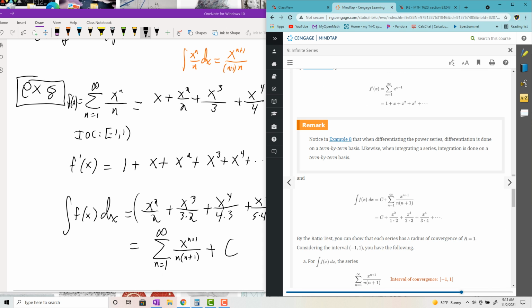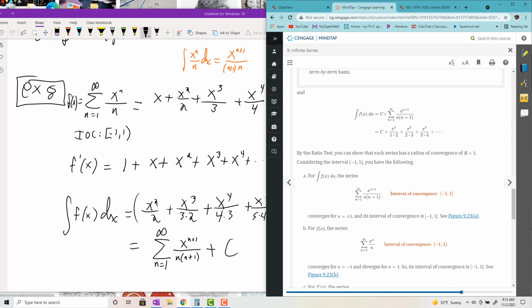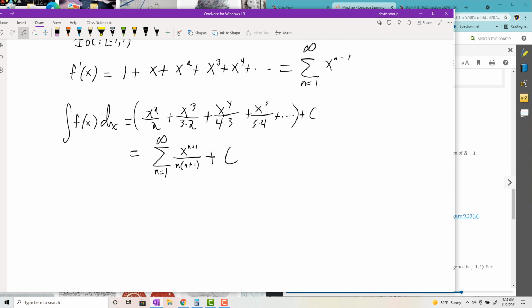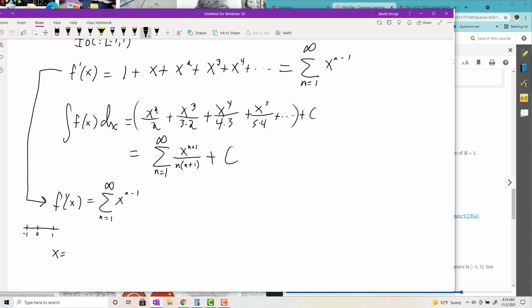Okay, so we kind of got our formulas for these. You can go ahead then and start working with the endpoint convergence for these. So first we'll start with f prime. And right now, you're going from -1 to 1. Here's 0. -1 to 1. So I need to check x equals -1. So that will be the series of -1 to the n minus 1 from n equals 1 to infinity.